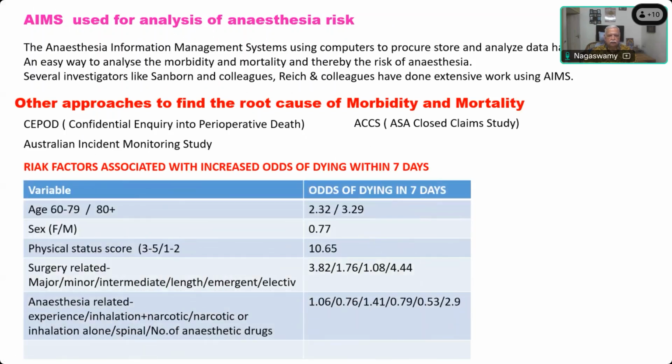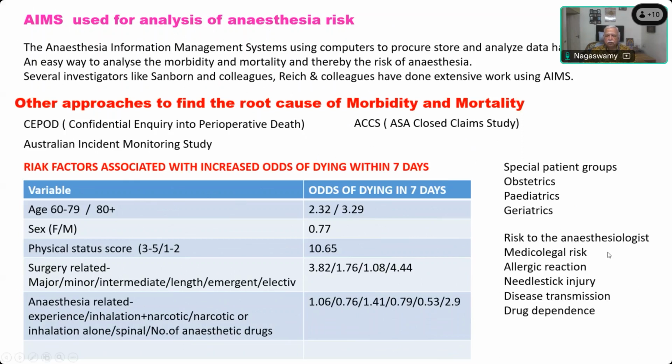So what are all the variables that were taken into consideration? The age of the patient, the sex of the patient, physical status, and surgery related, anesthesia related. So this is how the risks involved were taken, and these are all the odds of dying within 7 days, out of which the anesthesia related is 1.60, surgery related is 3.82 on major risk patients, and the various causes are also given here. Now, special patient groups which also fall into these groups are the obstetric patients, pediatric and geriatrics, where the risk and morbidity and mortality are higher.